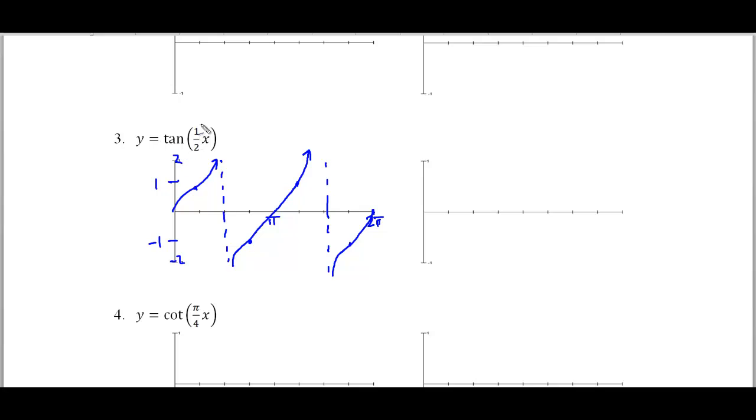All right, so now we have a situation where we have an omega. And this omega is going to be 1/2. So omega is 1/2, and we have to find our period. So we're going to take our cycle, which is 2 pi, and divide it by 1/2. But 2 pi divided by 1/2 is the same thing as 2 pi times 2. So we're going to be moving half as fast, so one cycle will be completed by 4 pi.